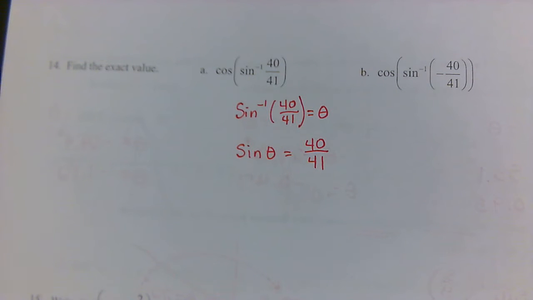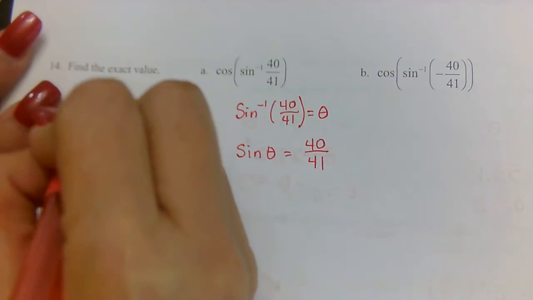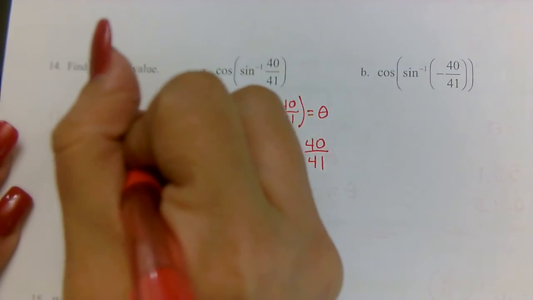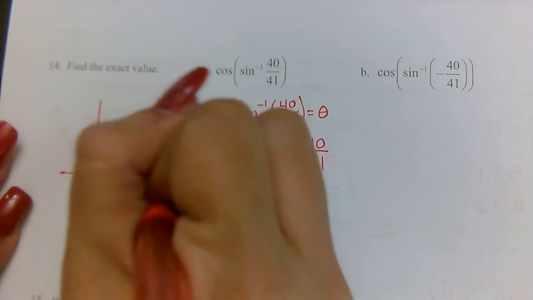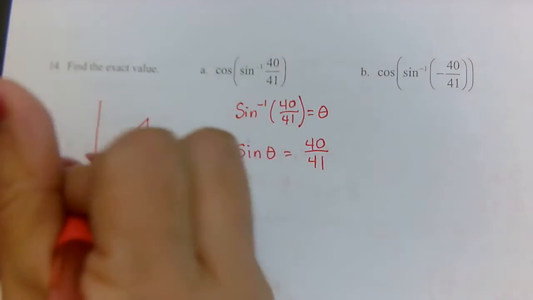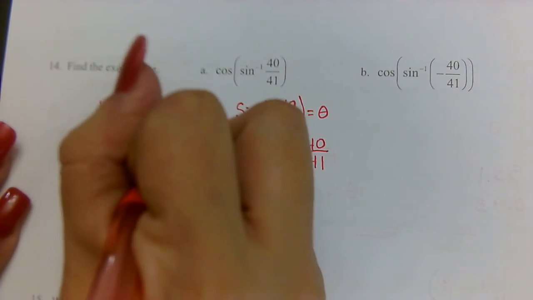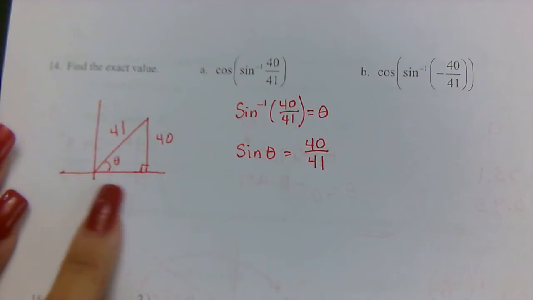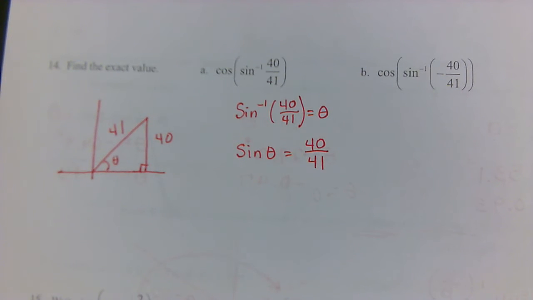Well, hopefully you said we have to use quadrant 1 because all trig functions are positive in quadrant 1. So let's go ahead and draw that triangle. I'm going to draw it over here in quadrant 1, just like that. And sine is opposite over hypotenuse. So here's my theta. Opposite is 40, hypotenuse is 41. Can I solve for the x value?